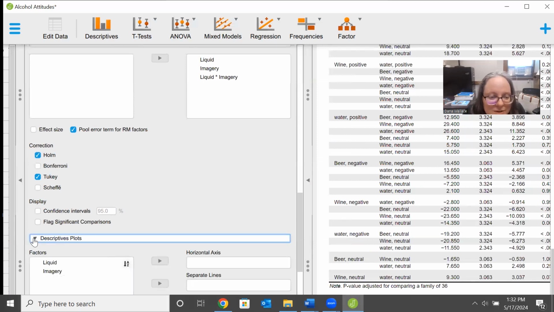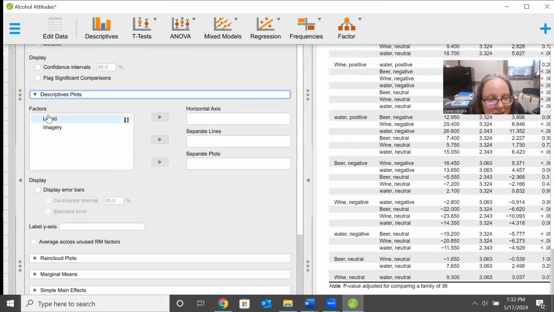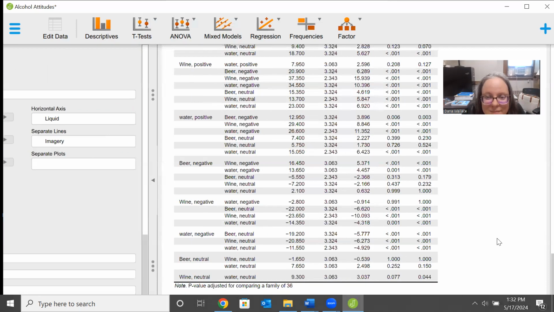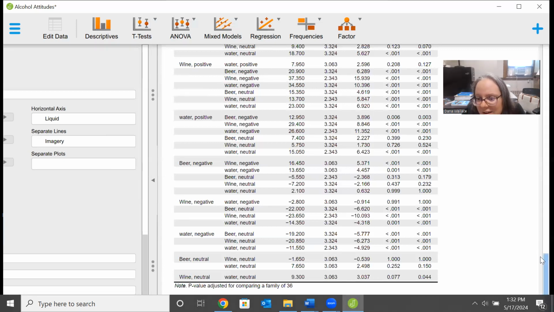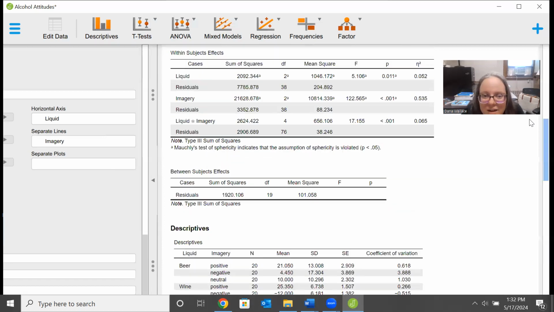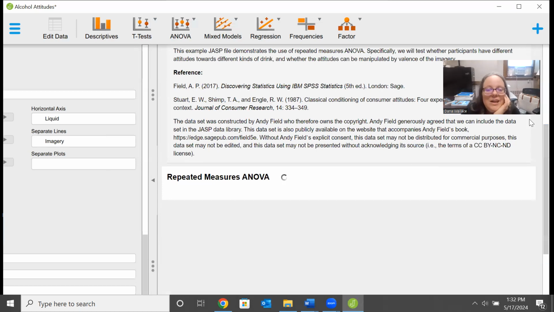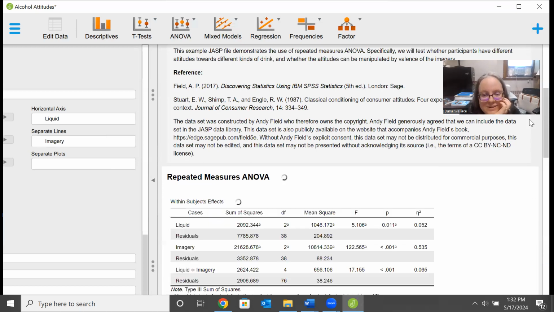Well, this is where some of our plotting can be helpful to us, where we can do some descriptive plots to help us better visualize this data. Are we still running? Yep, so we're still thinking about that. We'll wait for our thinking to commence.